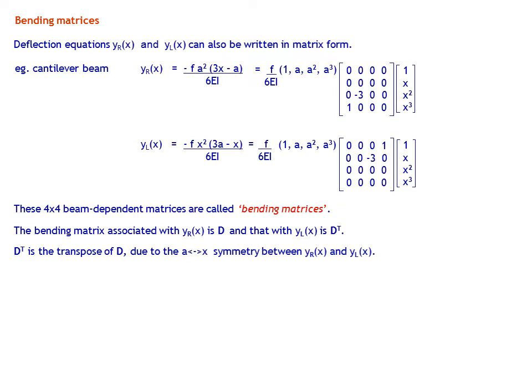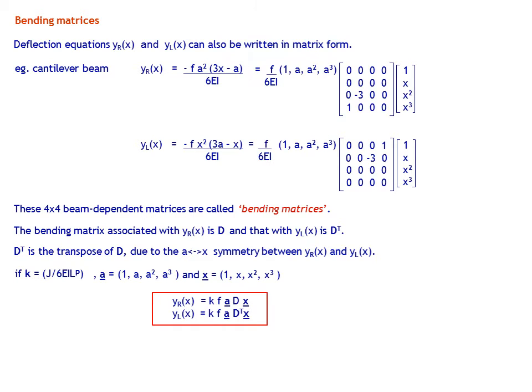This relationship between the bending matrices is due to the a-x symmetry in the original equations for YR of x and YL of x. If we introduce a constant k defined to be equal to j over 6EI L to the power p, where j and p are beam-dependent integers, and call the row vector A and the column vector x, then we can write YR of x and YL of x in the form YR of x is equal to k F A D x and YL of x is equal to k F A D transpose x. Note that bending matrix D is always associated with YR of x and D transpose with YL of x.